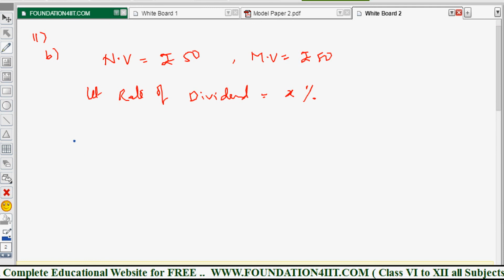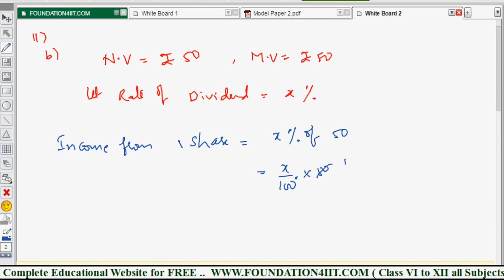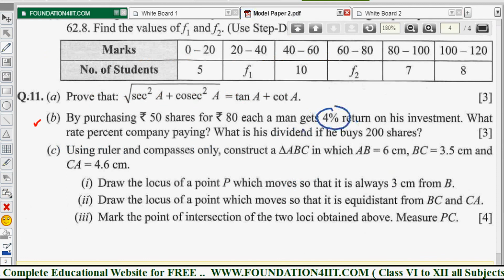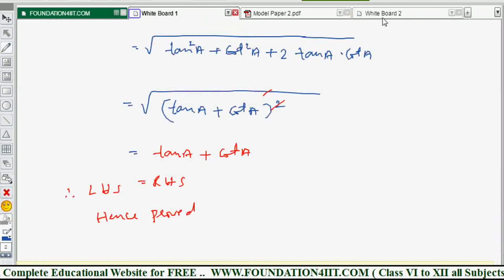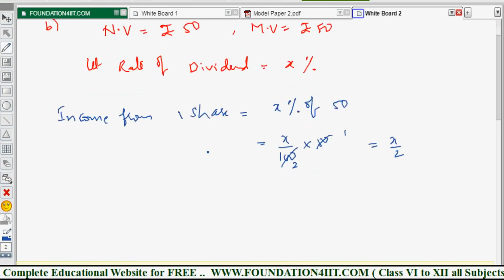Then income from one share. Therefore, income from one share you will find out, because one share nominal value you know. So income from one share is X% of nominal value, that is 50. Okay, X by 100 into 50. Just you cancel this. So X by 2. So X by 2 is the income from one share, right? Now, if you observe the question, 4% return, then annual return formula you apply.